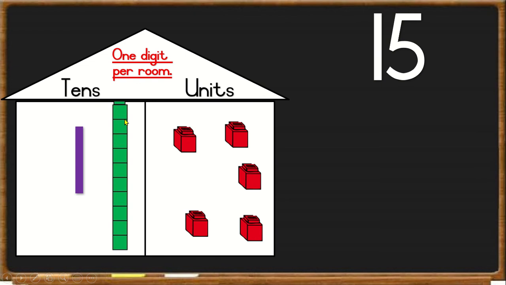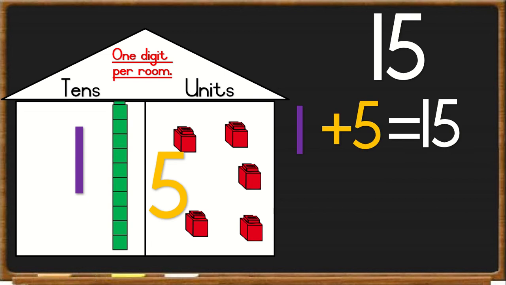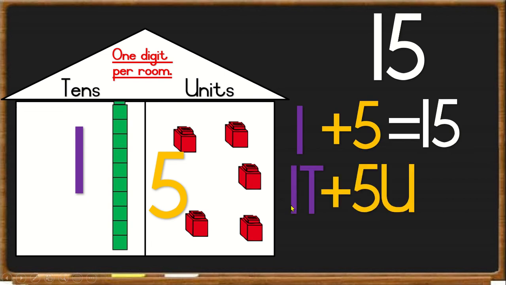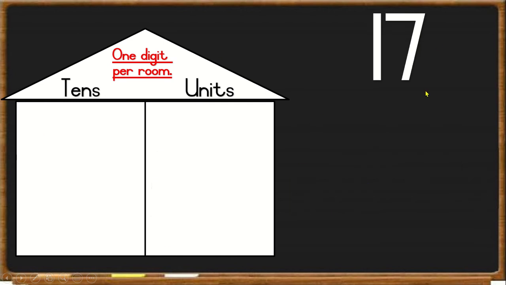So again I have 1, 2, 3, 4, 5, 6, 7, 8, 9, 10 blocks over here and 5 over here. And 10 blocks of the same color make 1 ten and then 5 units. So 1 ten plus 5 equals 15. So that will be 10 blocks plus 5 blocks equals 15.